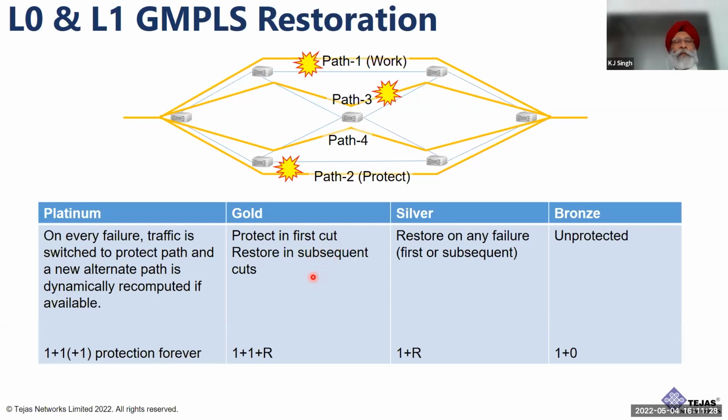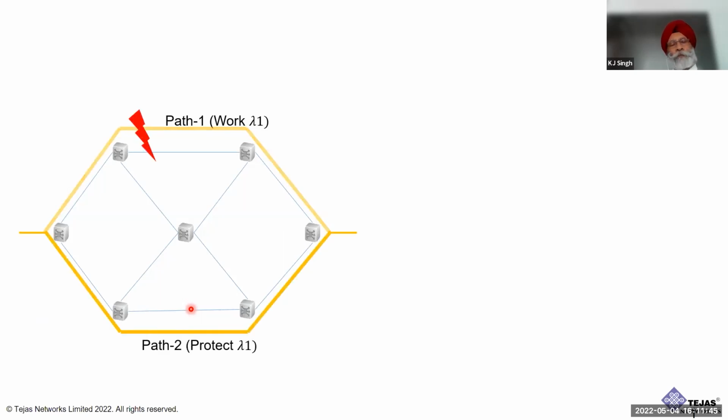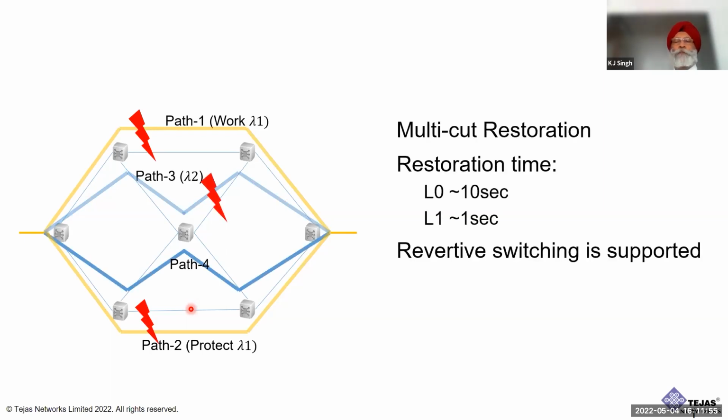You can have a protection on the first failure and a restoration on subsequent failures, or you can have protection indefinitely. So all of these are applications. I just wanted to show this in terms of a diagram, where when the first path comes up, then you find another path, and you keep doing that till there is a viable path.